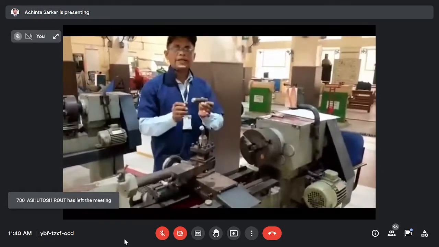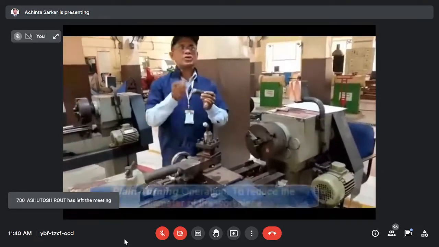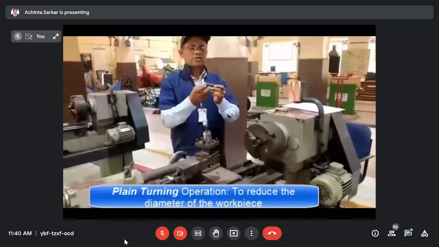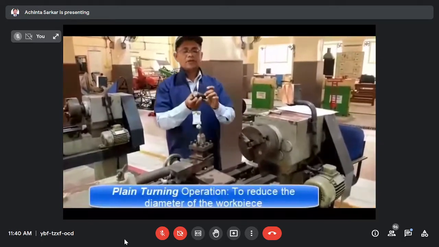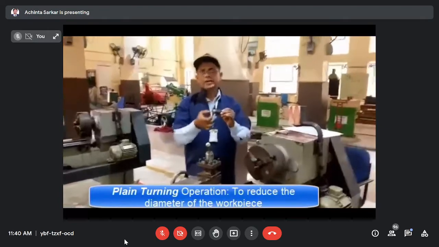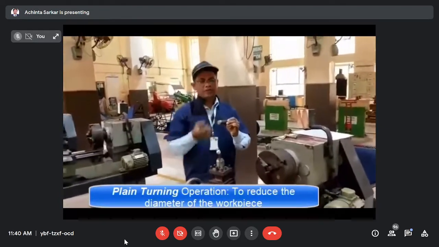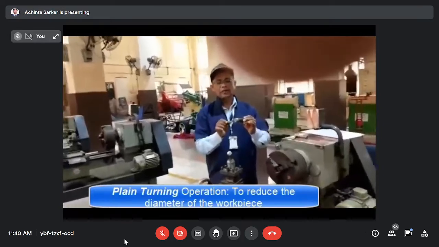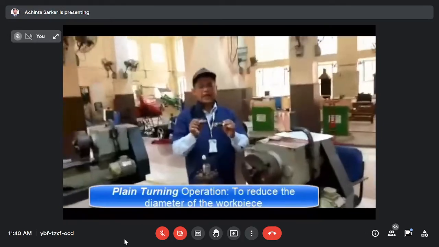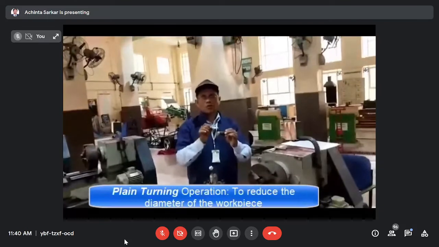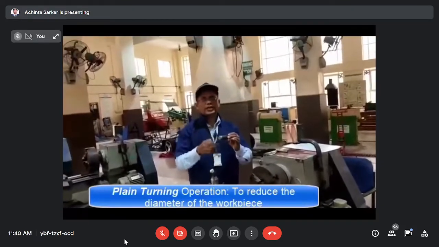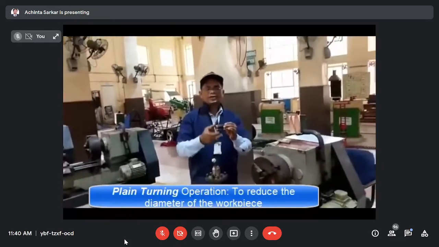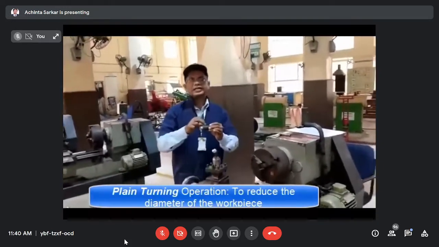Next, plane turning. Suppose you want to reduce the diameter. Suppose the diameter is 25 mm. If you want 20 mm or 22 mm, you have to start the cutting tool from the end of the workpiece. It will slide along the axis of the workpiece in parallel, so that you can remove the excess metal on the diameter and produce a cylindrical object. That is called plane turning.